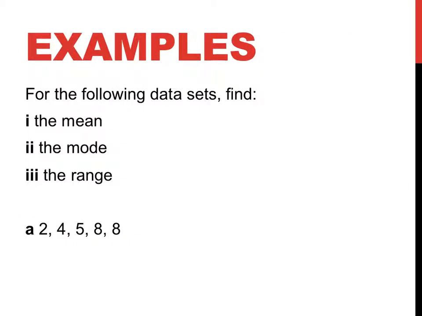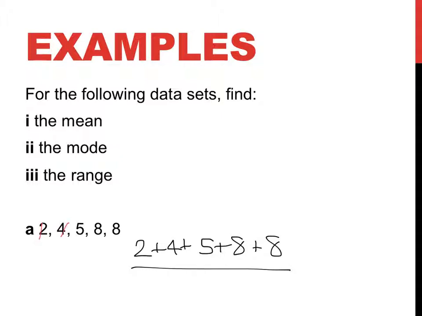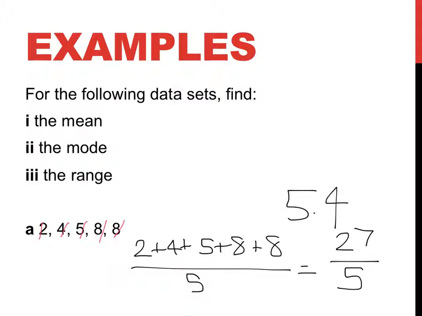So for the following data set, find the mean, the mode, and the range. So the mean: 2 plus 4 plus 5 plus 8 plus 8, divided by how many scores? 1, 2, 3, 4, 5, so divided by 5. That's 27 if I add those all up, divided by 5. On my calculator, 27 divided by 5 is 5.4. So my mean is 5.4. That's the total, all the values added up, divided by how many there were.